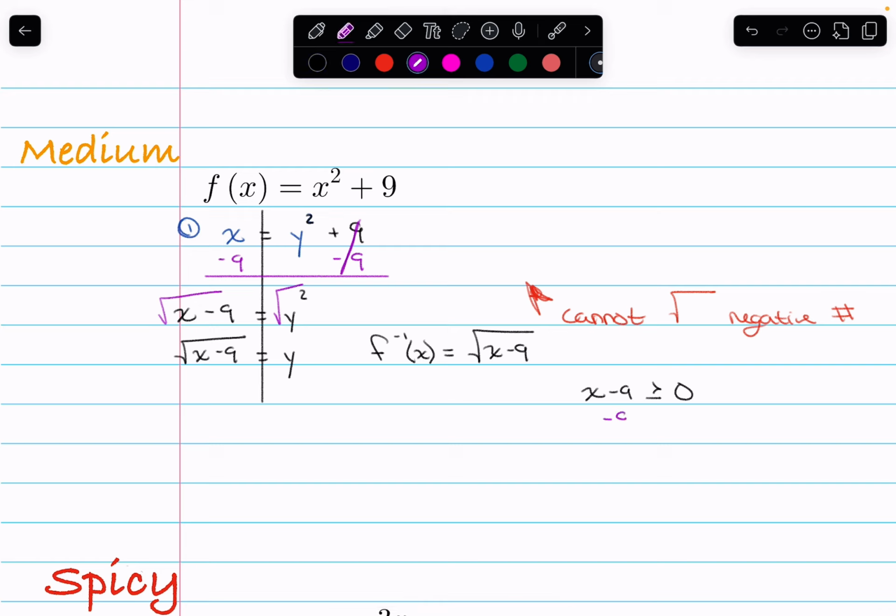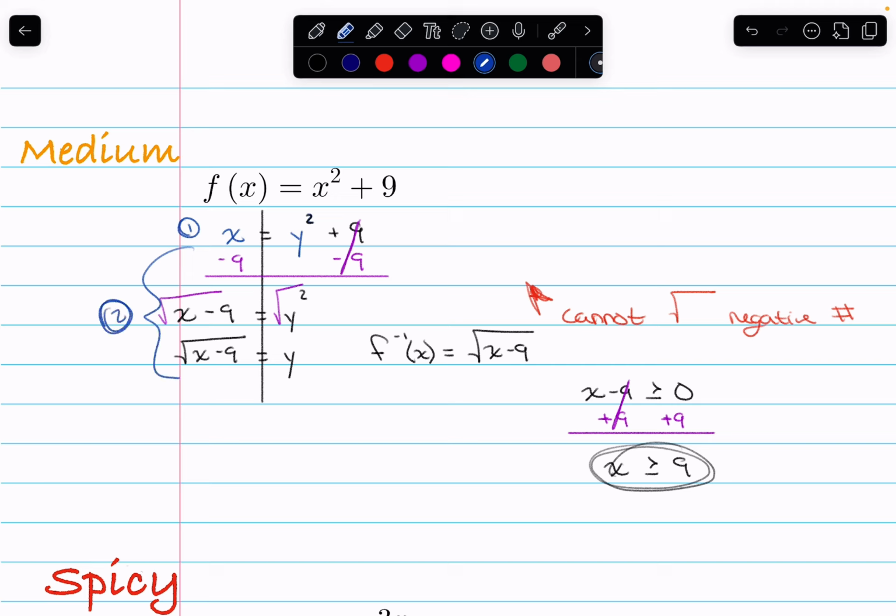So I'm going to subtract 9 from both sides. Sorry, I'm going to add 9 to both sides. Pay attention. Negative 9 plus 9, 0. So x has to be greater than or equal to 9. This is our new domain. This is that step 3 that we need to do occasionally, not always.